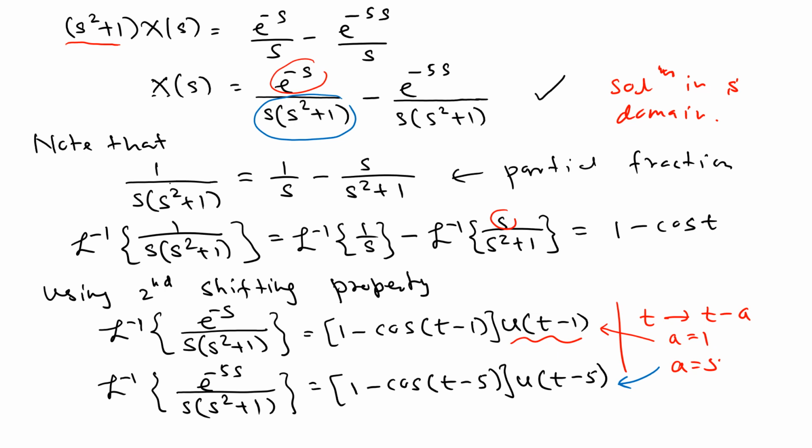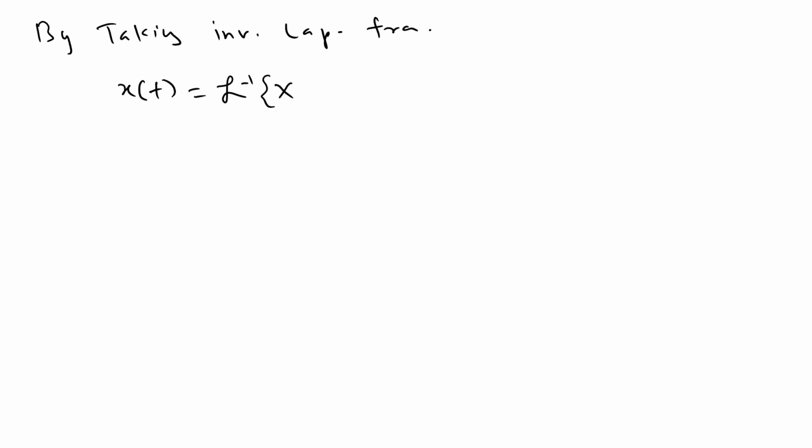So we have now, by taking the inverse Laplace transform, x(t), which is simply the L inverse of X(s). We know that X(s) you break into two. So let's write the two. I'm just writing all of them just to make it clear, but you can skip some of them.